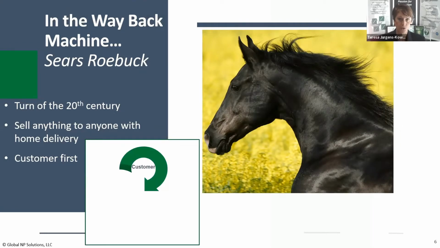Richard Sears worked for a railroad as a telegraph operator, and he recognized there were other telegraph operators just like him that wanted gold-filled pocket watches. 70% of the United States of America was rural at the time of 1886 when he founded his company. And so it was really hard for a telegraph operator to go to a store and pick up a pocket watch. And if you did manage to go to a store and find a pocket watch, they were about $25.